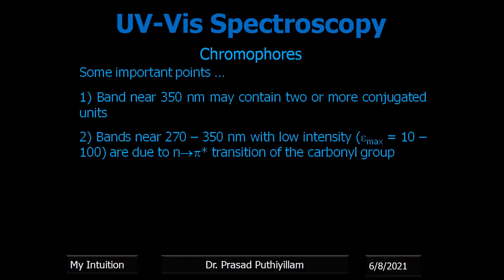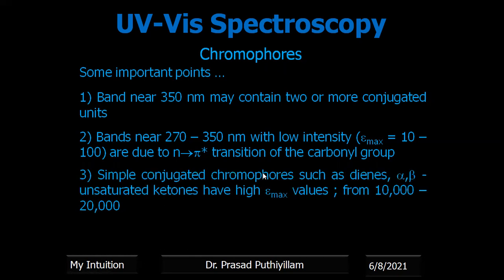An absorption band observed at around 270 to 350 nanometer with a lower intensity, that is, the molar absorptive coefficient or extinction coefficient maximum value is 10 to 100, so the intensity is less. So we are getting peaks, but very small peaks of about 10 to 100 intensity, which are due to n to pi star transition of carbonyl groups.